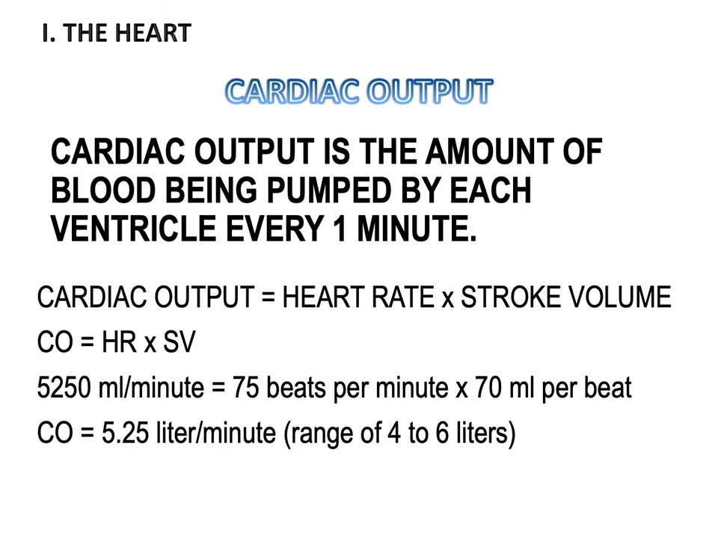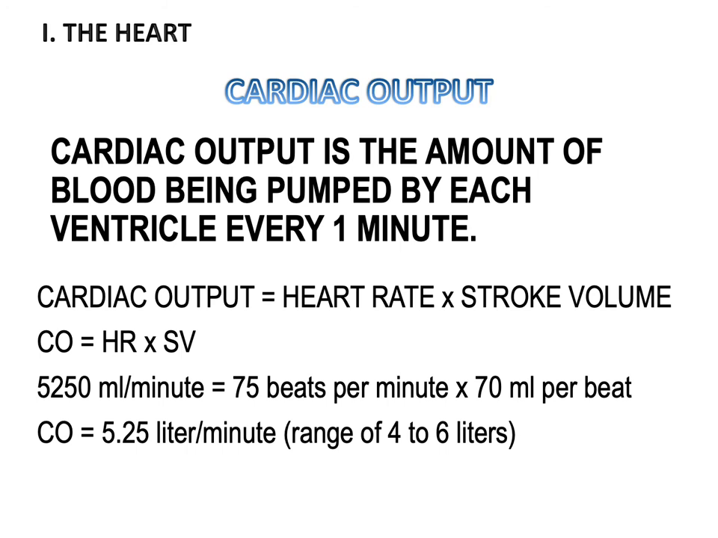Cardiac output, again, is important when we are talking about how much the heart produces blood. But when we talk about production, yung inilalabas niya na dugo whenever the ventricles contract. Therefore, it is the amount of blood being pumped by each ventricle every 1 minute. Kanina, we have discussed stroke volume. Stroke volume is the same, but we are talking about the amount of blood pumped by each ventricle for every heartbeat. But if we are talking about for every 1 minute, that's the cardiac output.